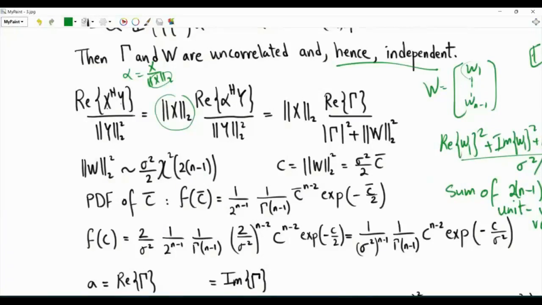So the L2 norm squared of W, which we'll give here the name C, is a random variable that is equal to the positive constant sigma squared over 2 multiplied by a chi-squared random variable with this number of degrees of freedom. And the chi-squared random variable has a standard PDF that we can use, and we basically adapt it to this specific number of degrees of freedom.